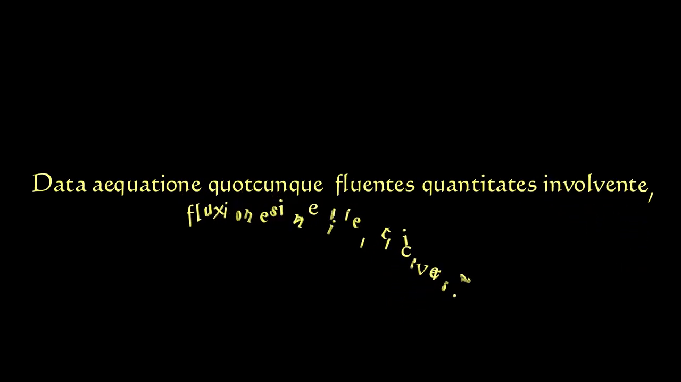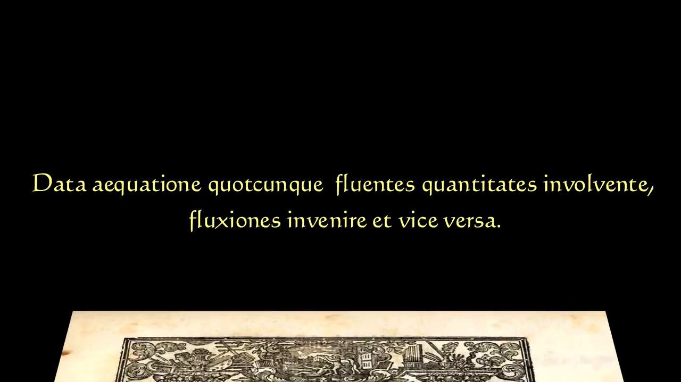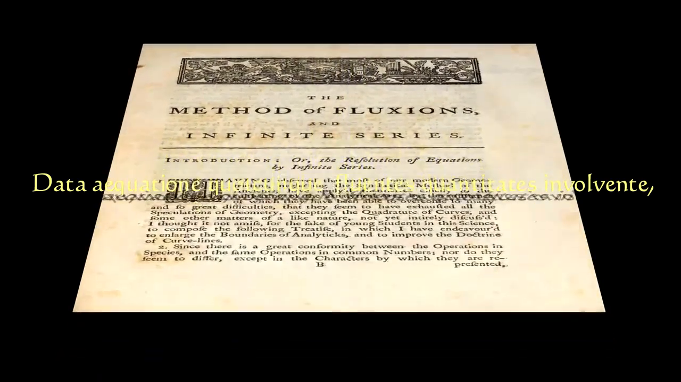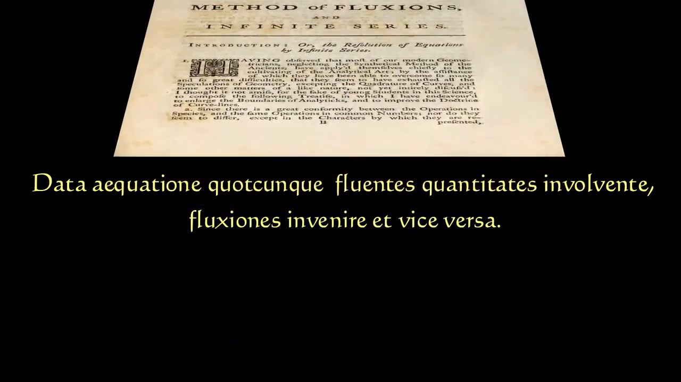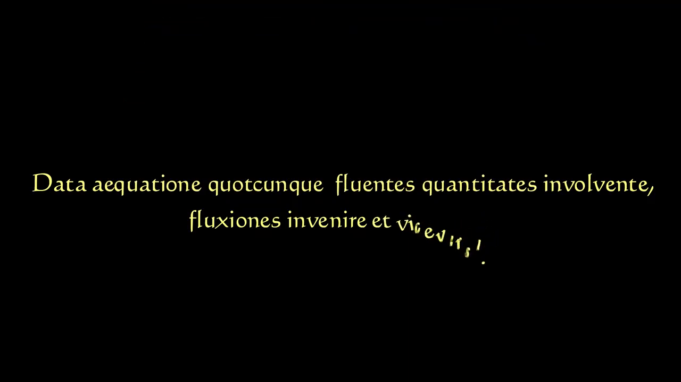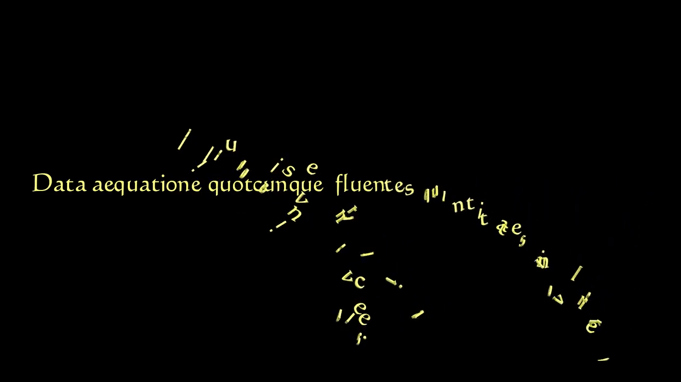Leibniz did not decode this message, but science historians have now decrypted the Latin phrase that was hiding in the anagram. Data equazione quodcunque, fluentes quantitates involvente, fluxiones invenire et vice versa. In English, given an equation in any number of variables, find its derivative and vice versa.